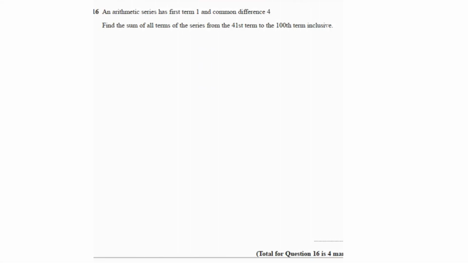In the next question, it says that an arithmetic series has first term 1 and the common difference is 4. We have to find the sum of all terms of the series from the 41st term to the 100th term inclusive. So the sum formula is: the sum of n terms is n over 2 times 2a plus n minus 1 times d.